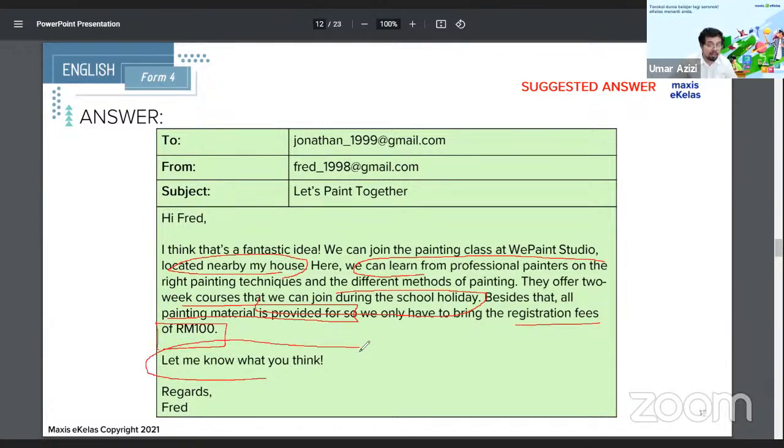You need to tell them what you need from them. So you give them the recommendation of a hobby. Now you want to know what Jonathan thinks. Does Jonathan want to go painting with you? And then finally, regards, Fred. So again, because the answer is already so packed, I don't recommend you expanding on the ending part. You can use other formats, but I would prefer to keep it regards, Fred.